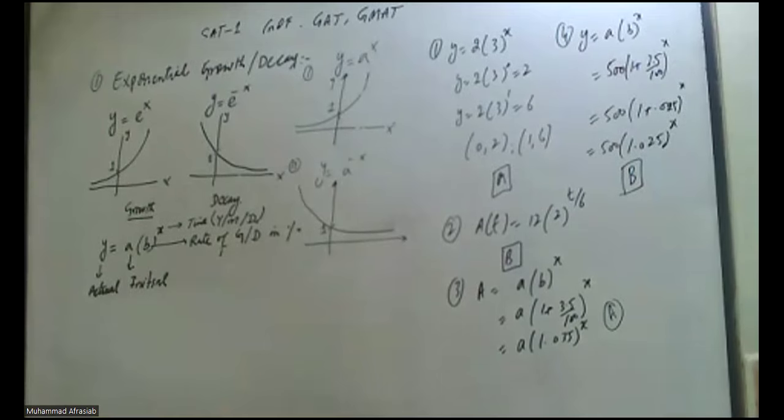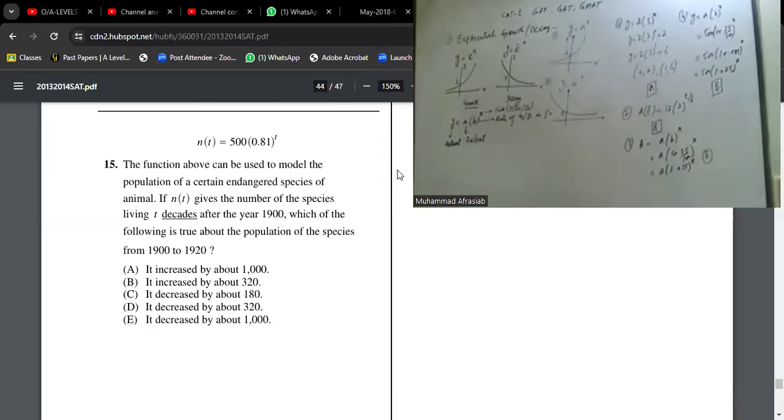Now this question. N of t is equal to 500 into 0.81 power t is an equation given there. The function above can be used to model the population of a certain endangered species of animal. If N of t gives the number of the species living t decades after the year 1900, which of the following is true for the population of the species from 1900 to 1920?